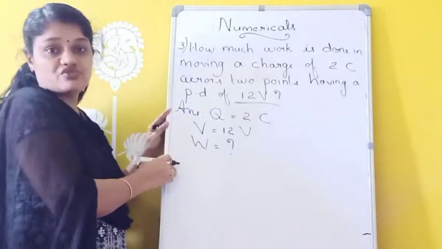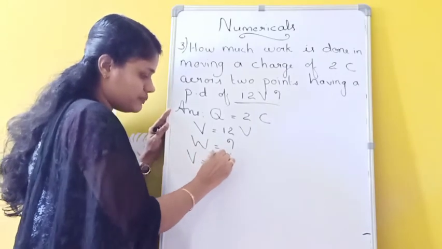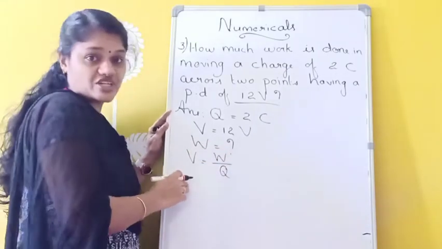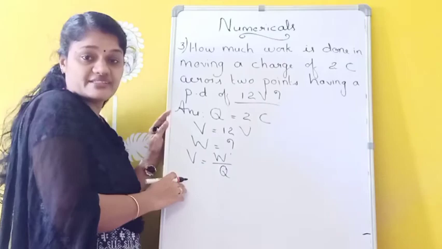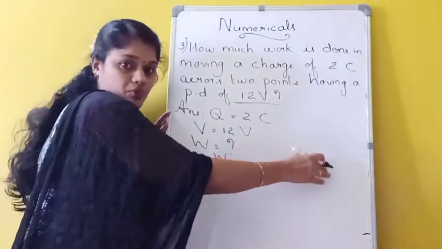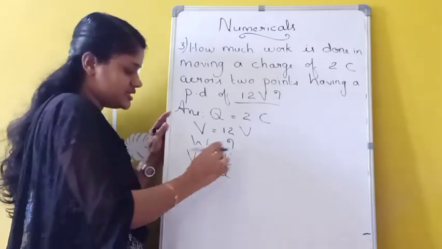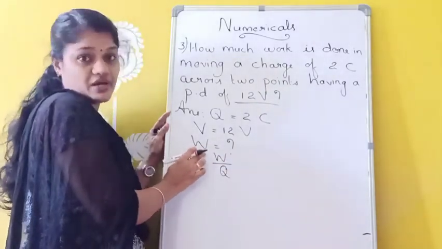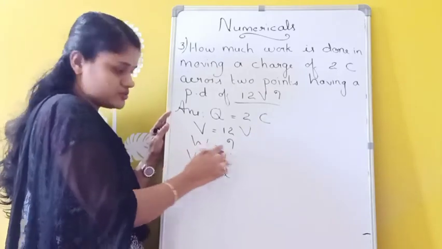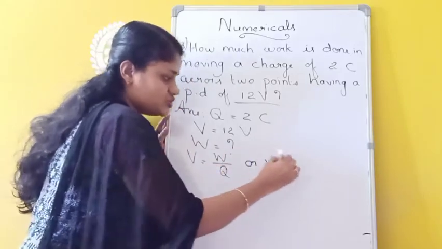So we know the formula for potential difference. Potential difference V equals work done per unit charge. So potential difference between 2 points is defined as the work done to bring a unit charge from one point to another point. That means work done per unit charge. So here we have to find the work done. From here we can cross multiply, so we will be getting W equals V into Q.